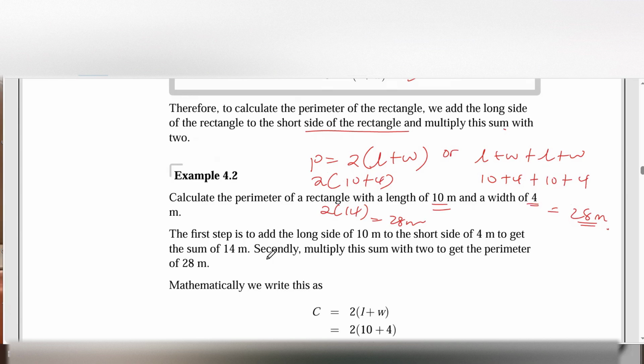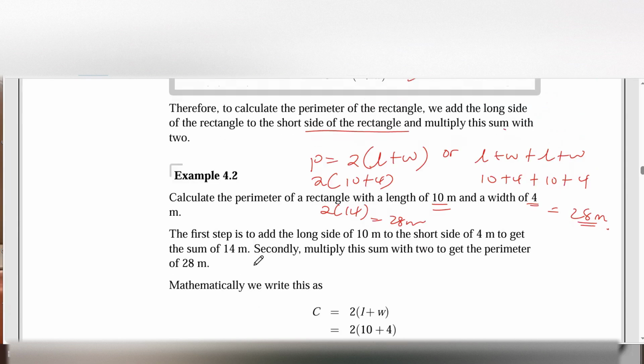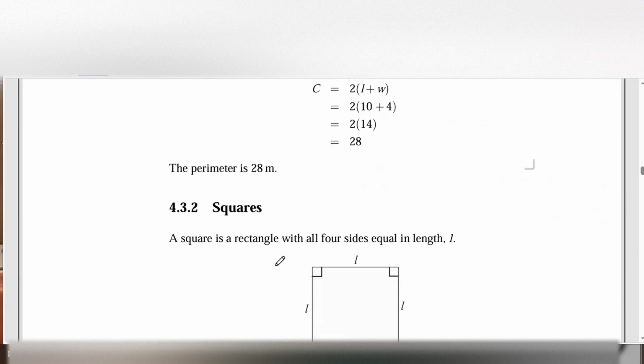Okay, so regardless of which format you use, you must get the same answer. Now remember, with the unit, it must stay the same. If it was meters and meters, the final answer must be meters. We cannot find the perimeter if the units are different. Units must always be the same.